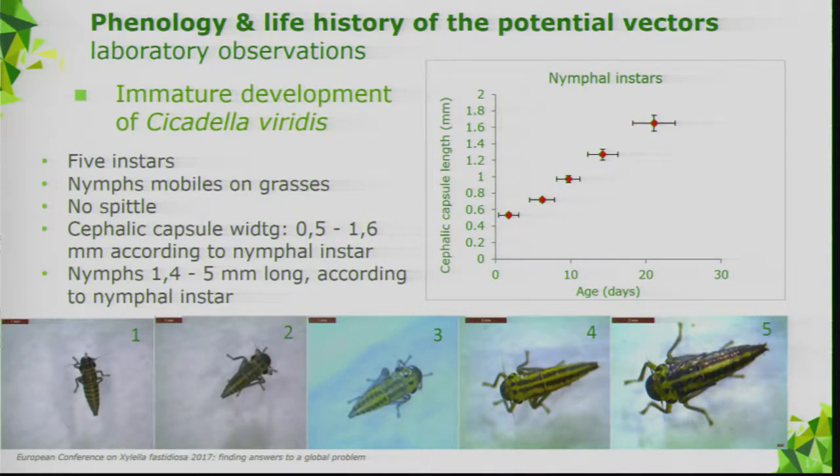We had the possibility to follow the development of Cicadella viridis in the lab. And that was interesting because we found that this species could be reared continuously in the lab. There is no diapause, so it is possible to have several generations a year and to keep a culture in the lab, which might make it very useful for transmission experiments. But maybe it's not a very competent vector. This is something we don't know.